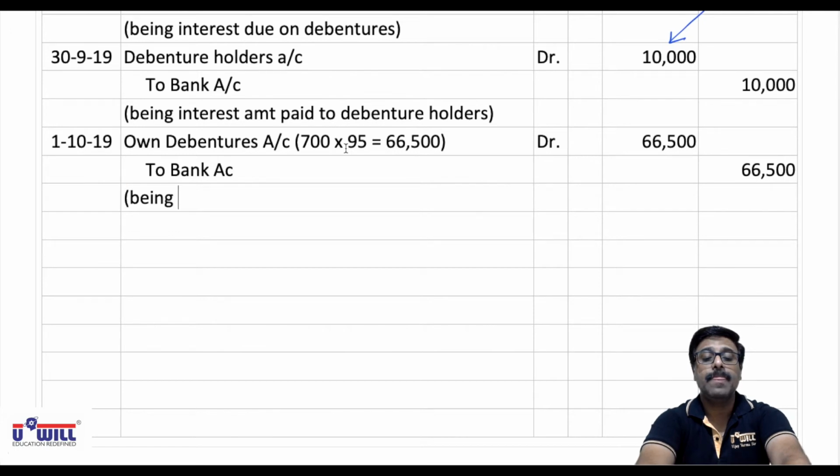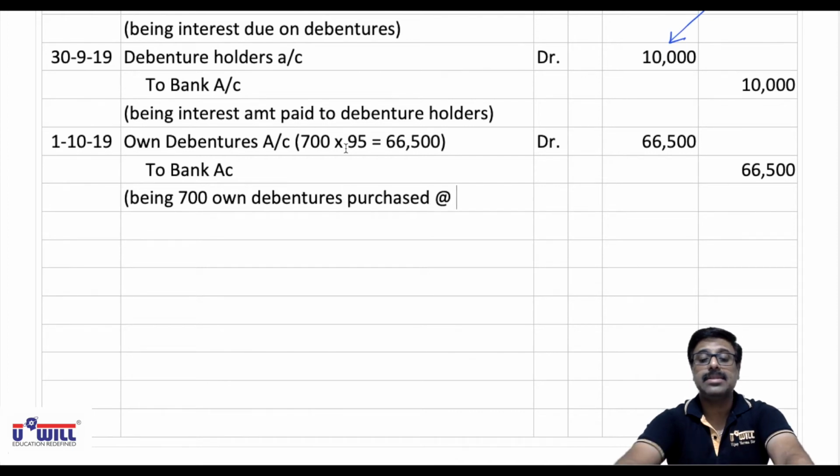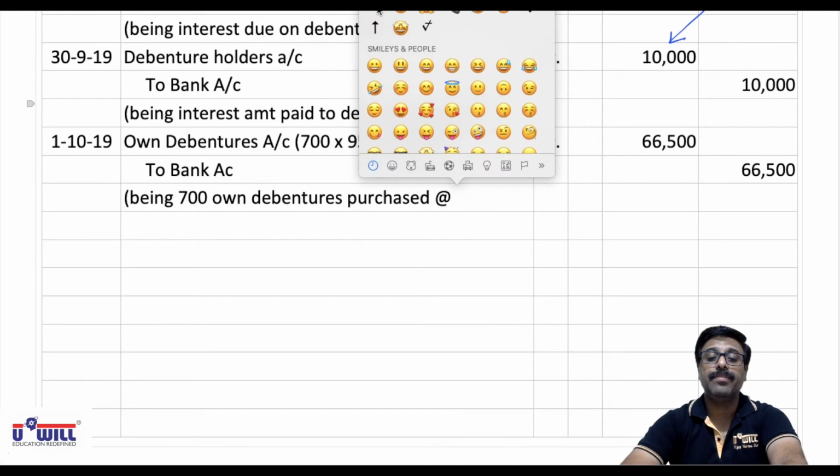Being 700 own debentures purchased at the rate of rupees 95.